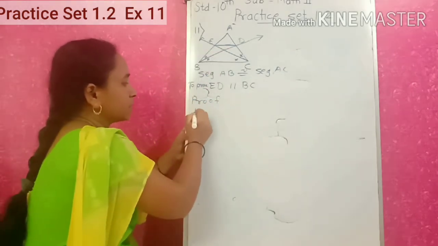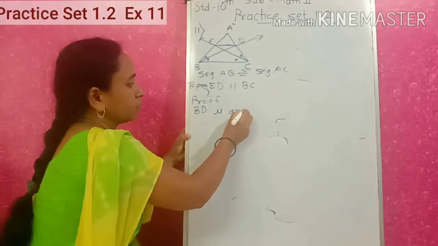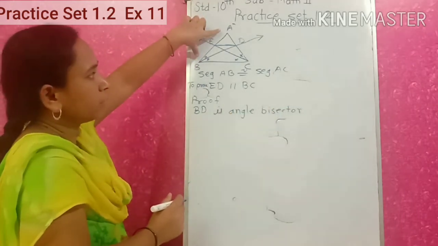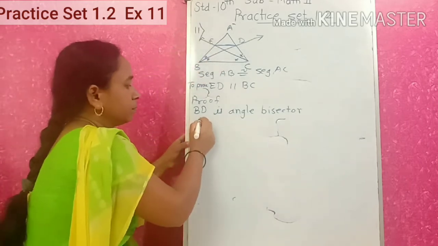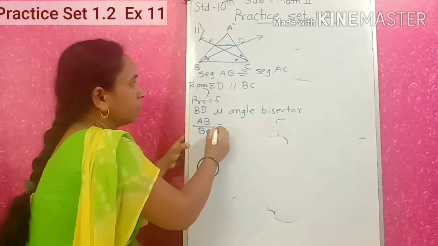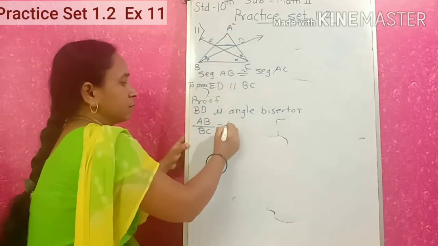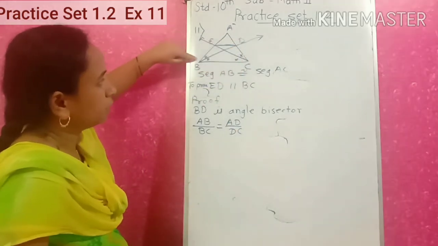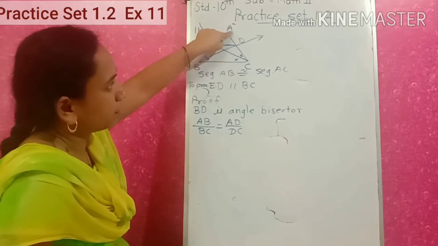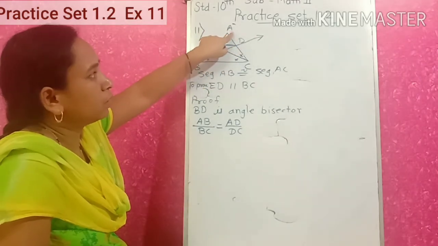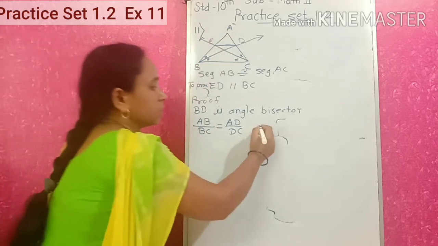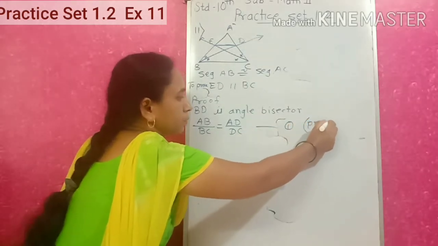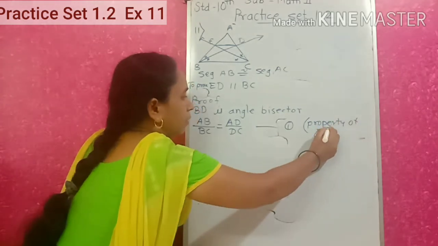BD is an angle bisector, so what will you get as the ratio? AB upon BC is equal to AD upon DC. Check the ratio, just hide this CE, and you will get AB upon BC. So what is an angle bisector? It divides the opposite side into these two parts. So AD upon DC. This is the first equation. What is the reason for this? Property of angle bisector.